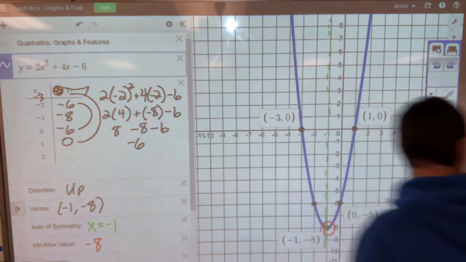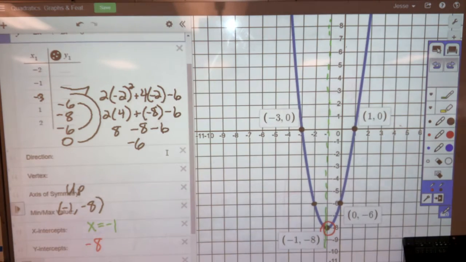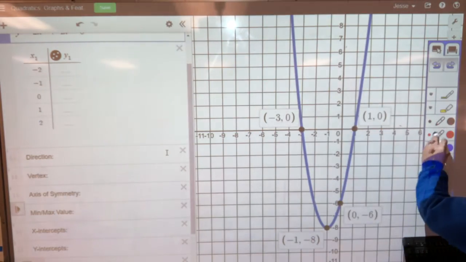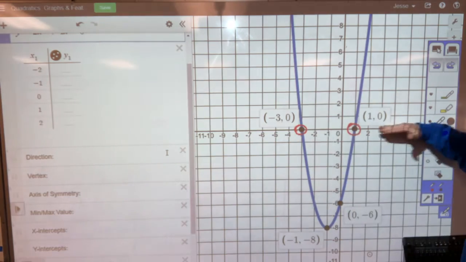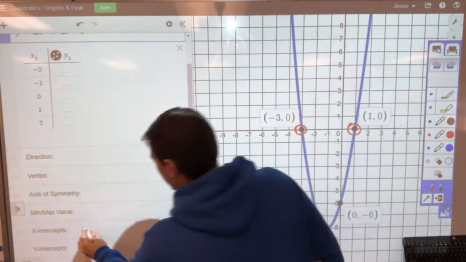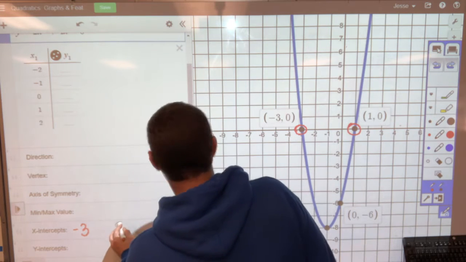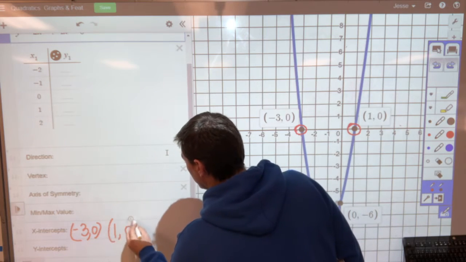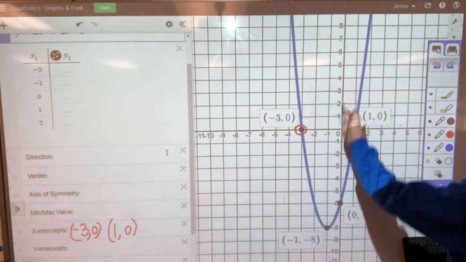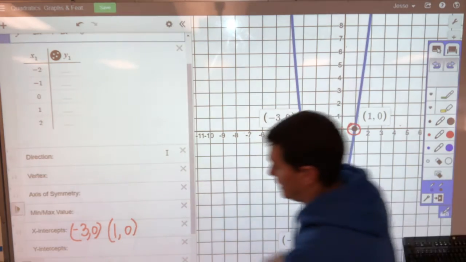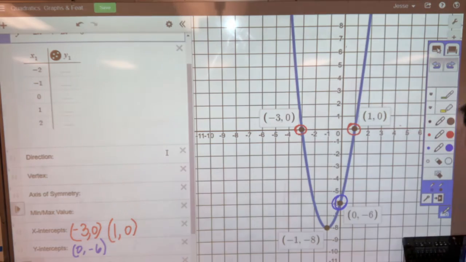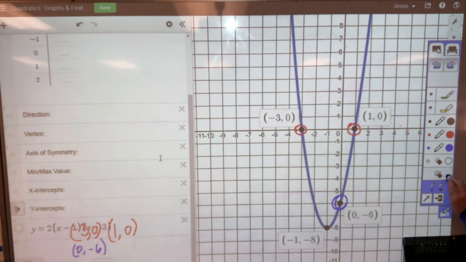And then last but not least, our x and y intercepts. X-intercept, these 2 points, it's where the graph crosses the x-axis. So we've got our x-intercepts at negative 3 and also at 1. So we can write them as an ordered pair. Negative 3, 0, and 1, 0. And our y-intercept is where it crosses the y-axis, and that is at 0, negative 6. All right, so that's the describing the graph part. Now let's take a look at what else we can do with this function.